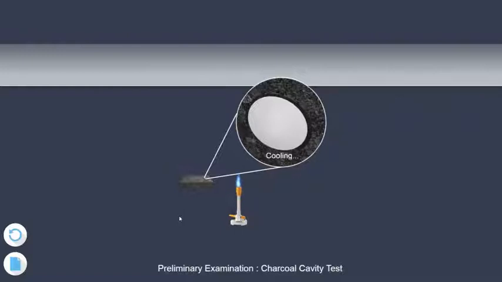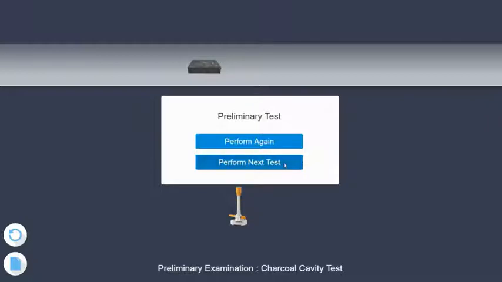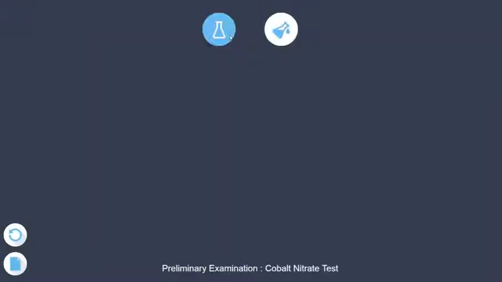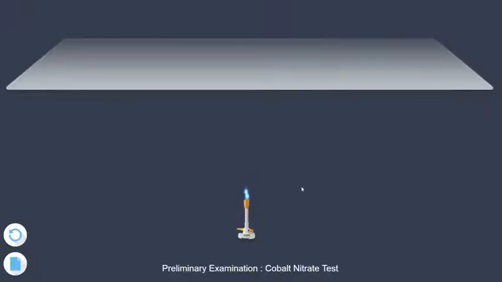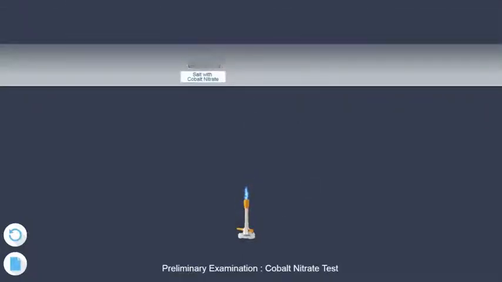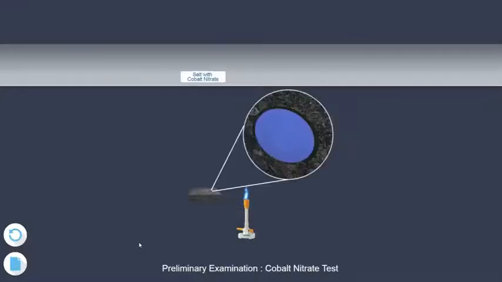If the residue is of white color, perform cobalt nitrate test. Take the residue with added cobalt nitrate. Bring the charcoal cavity to the flame and heat it with the bent flame and observe. The color of the residue turns to blue, indicating the presence of aluminium ion.